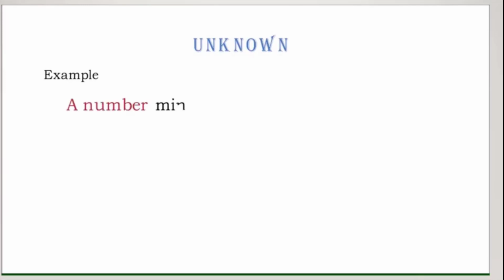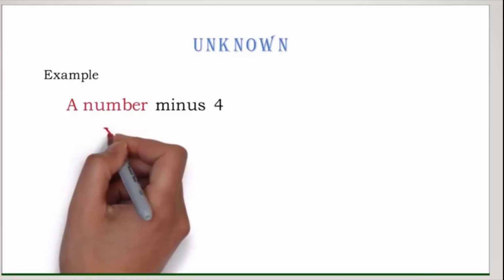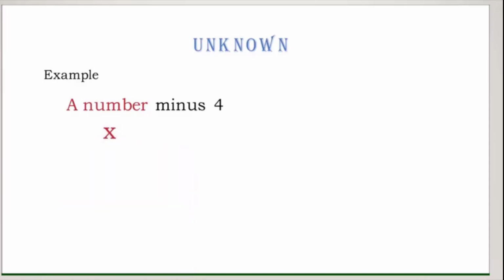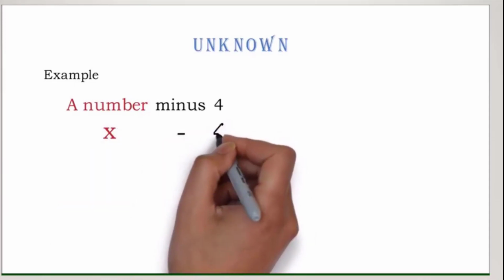Finally, to solve most word problems, you have to identify your unknown value and represent the unknown value by X or any letter you prefer. Example, if we say a number minus 4, we do not know that number, so we can represent it by X. So we have X minus 4.